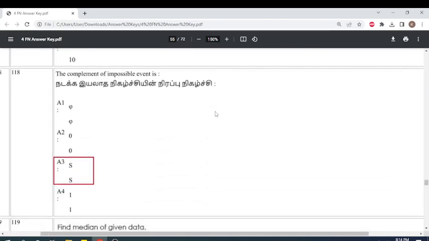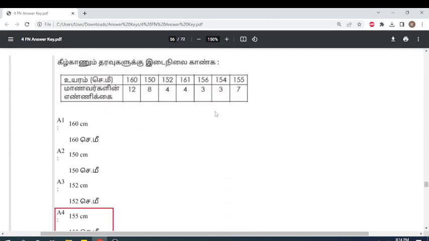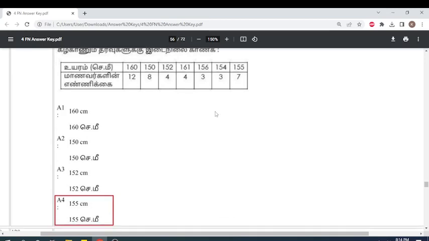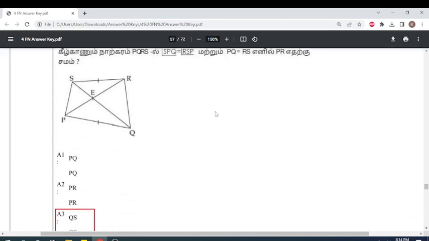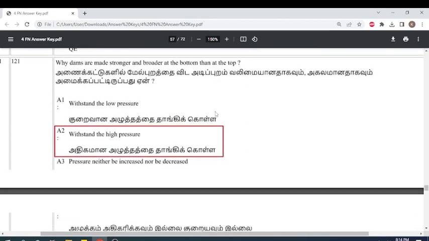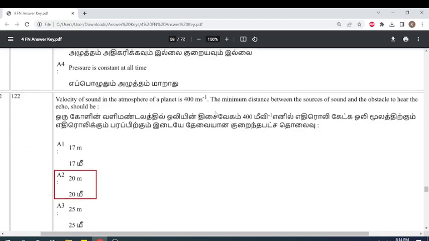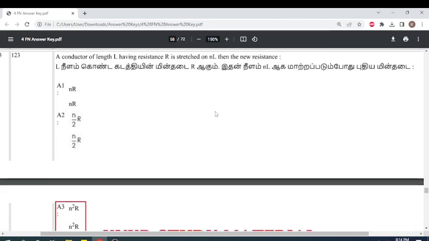118th question kaana answer A3, 119th question kaana answer A4, 120th question kaana answer A3, 121 question kaana answer A2. A3.